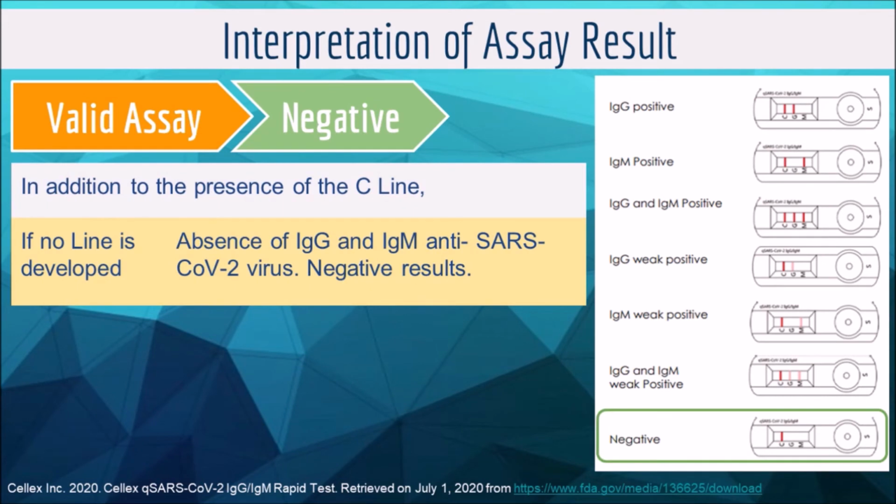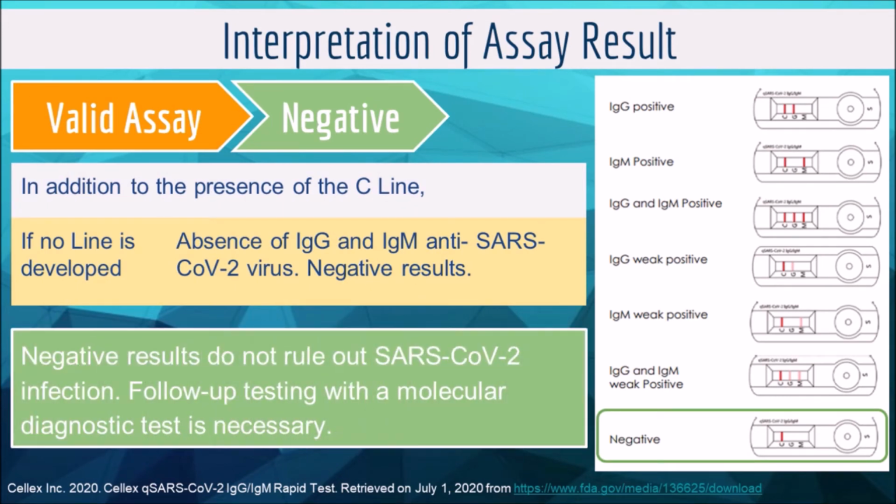For a negative valid assay, the C line is present, but no other line is developed. But a negative result does not rule out the infection, so follow-up testing with a molecular diagnostic test is necessary.